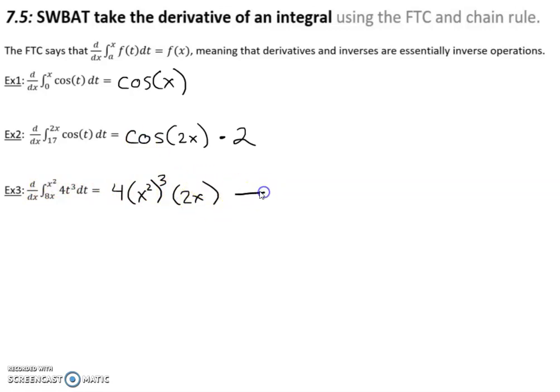And then I'll subtract the same thing, the same idea, plugging in 8x. So that would be 4 times 8x cubed times the derivative of 8x, which is 8.